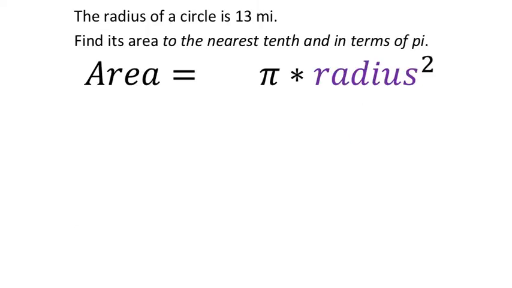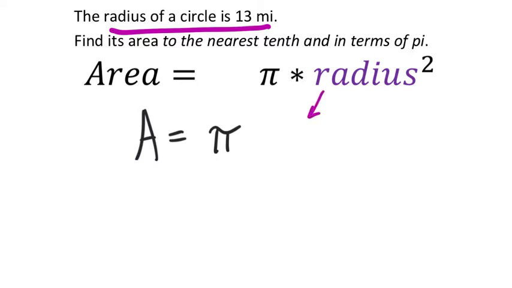Now this example is being very kind to us because it gave us the radius directly. The radius is 13 miles. So, to find the area, which I'm just going to call A, I'm just going to take pi and multiply it. Again, instead of using radius, I now have a value to use, 13. And then don't forget your exponent of 2 right here. But this is something I can type directly into the calculator.